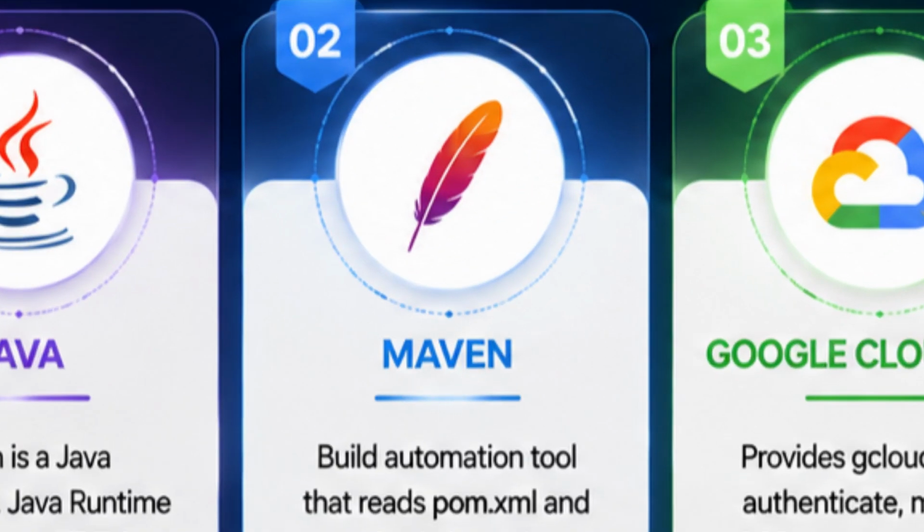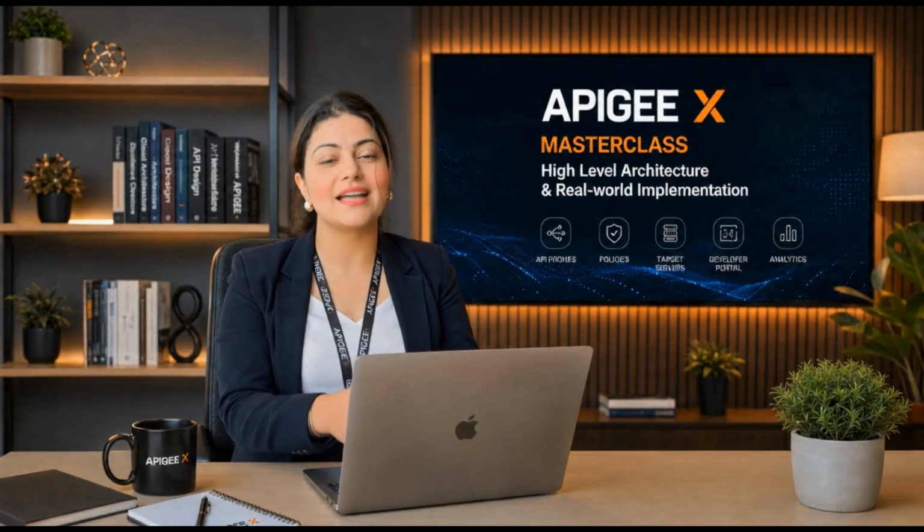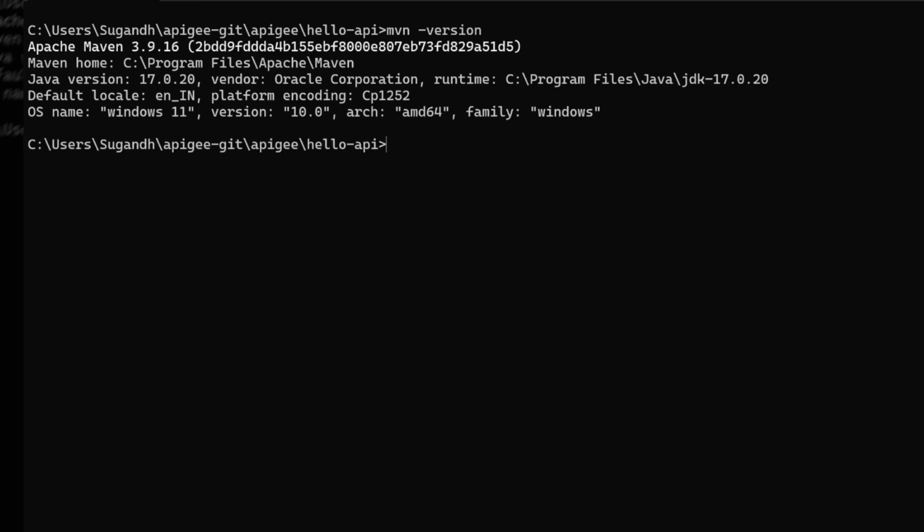Next, let's install Maven. Think of Maven as the project manager of our deployment. It doesn't know how to deploy an Apigee proxy by itself. Instead, Maven reads the pom.xml file and delegates the deployment to the Apigee Maven plugin. Seeing the Maven version confirms that everything has been configured successfully.